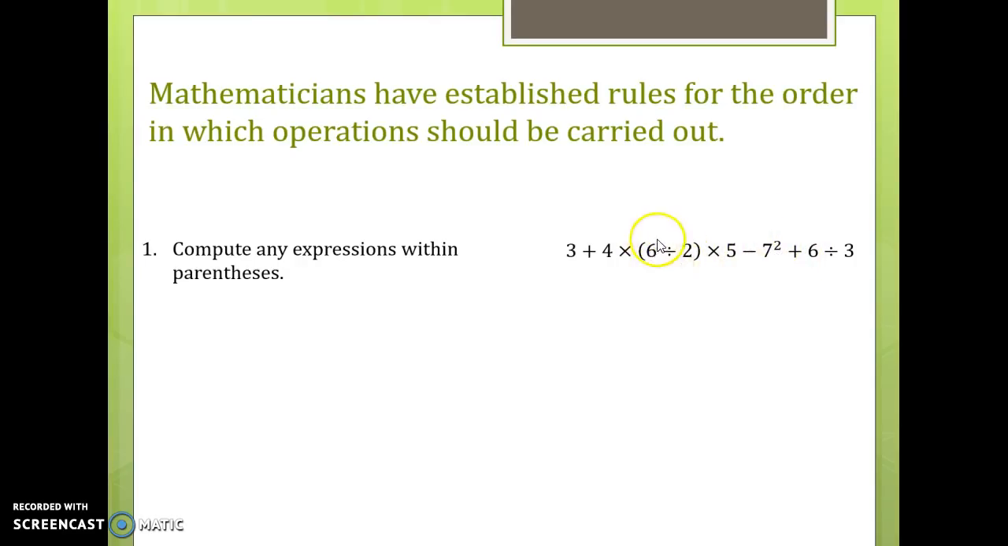exponent, here parentheses. What we have to do is what's within parentheses first. So 6 divided by 2 has to be solved first. And 6 divided by 2 is 3. So instead of 6 divided by 2, we have 3 now here. So this is the same expression as this one. It's just in a simplified form where 6 divided by 2 was carried out.